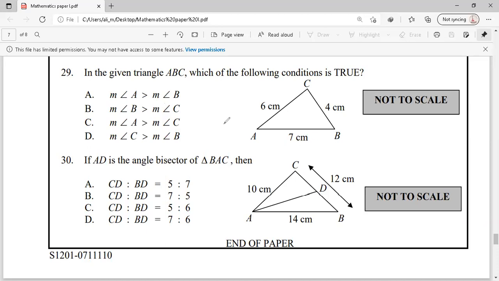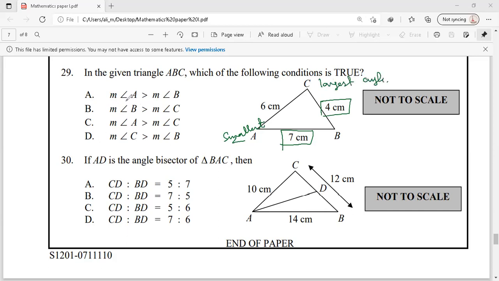In the given triangle ABC, which of the conditions is true? From the given diagram, we can see that the longest side is 7 while the shortest side is 4. So according to the theorem of triangles, the angle opposite to the largest side is the greatest angle, while the angle opposite to the smallest side is the smallest angle. So angle A is the smallest angle. Similarly, angle C is the largest angle.